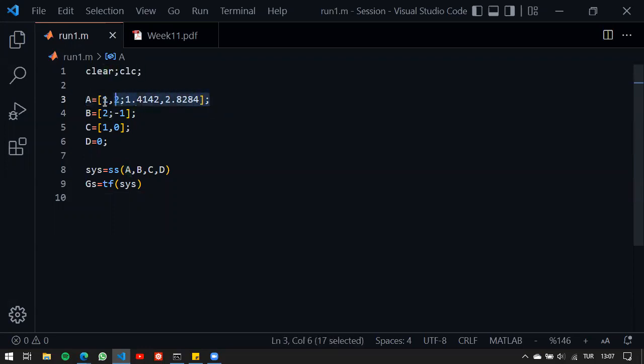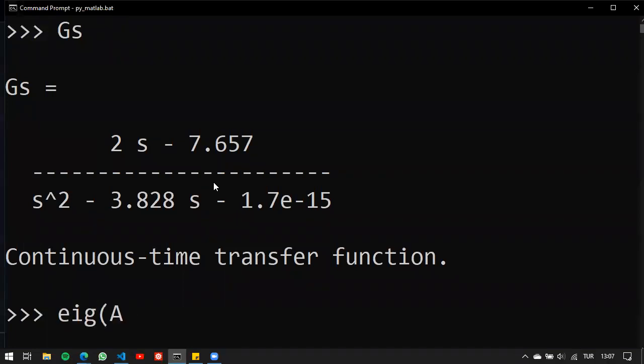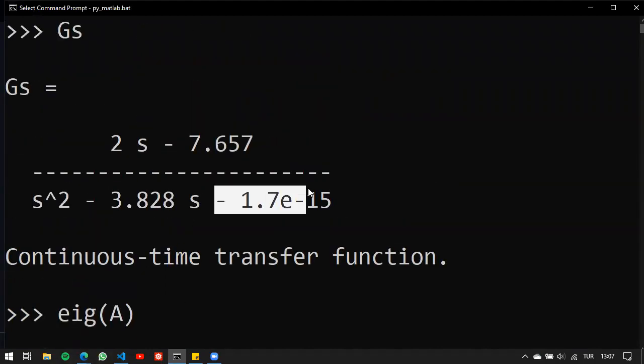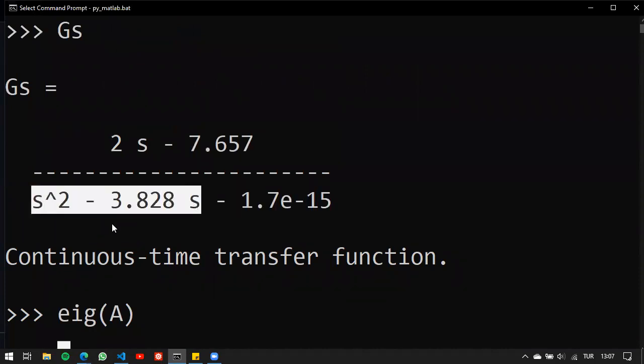So what I can do is check for the eigenvalues of this and look if the values are matching the poles of the transfer function representation here. In order to do that, I can just use eigen, which is eigenvalue. And if I plug it in, I have 0 and 3.8284. And I can see it's basically almost 0, but we have some numerical issues here. But other than that, if I assume that this is 0, then I get one pole 0, and the other one would be 3.82 here.